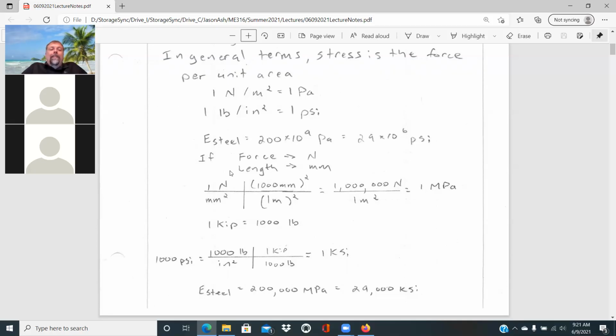For A36 steel, for example, the yield strength is around 36 KSI. That's the A36 designation. The 36 represents the yield strength of 36 KSI. And so, hooray, we don't have to have a ton of digits in that expression.